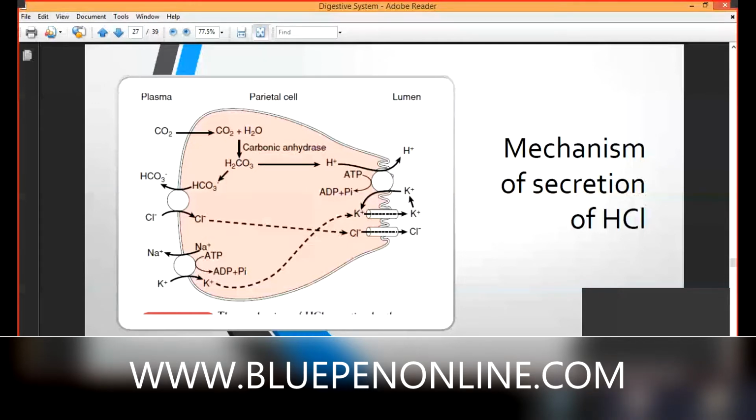But how does the Cl minus come out? When they come out from the cell, their sign should change, no? There's a route from the parietal cell to the lumen. That's all diffusion. It comes from diffusion.